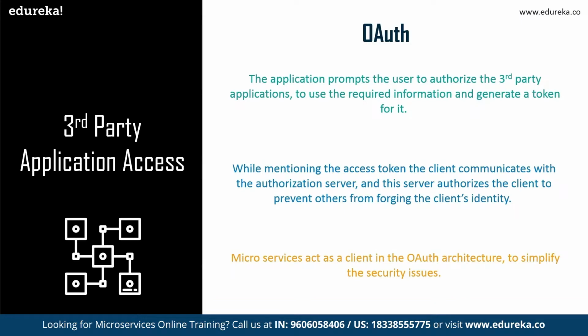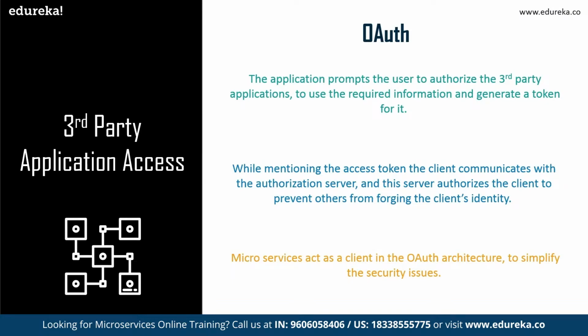Well, I think the solution to this is by using OAuth. So when you use OAuth, the application prompts the user to authorize the third-party applications to use the required information and generate a token for it. Generally, an authorization code is used to request a token to make sure that the user's callback URL is not stolen, right? So in this way, the user or the client communicates with the authorization server while mentioning the access token. The authorization server authorizes the client to prevent others from forging the client's identity.